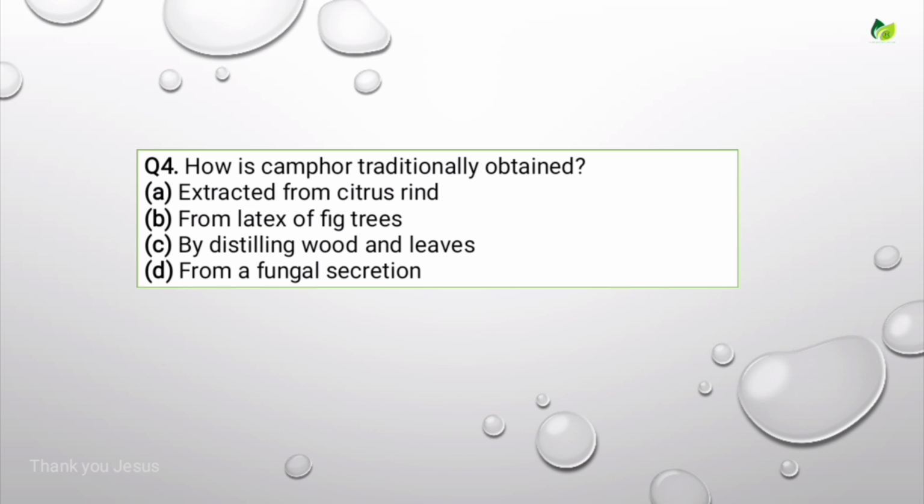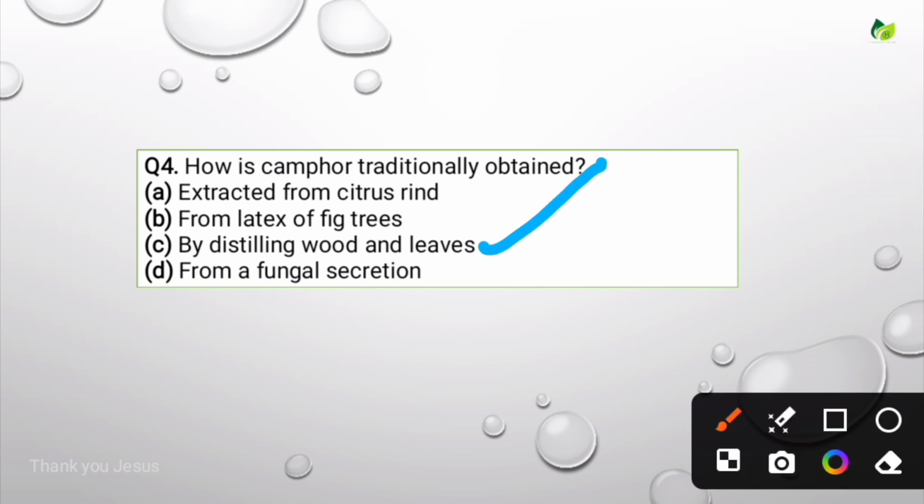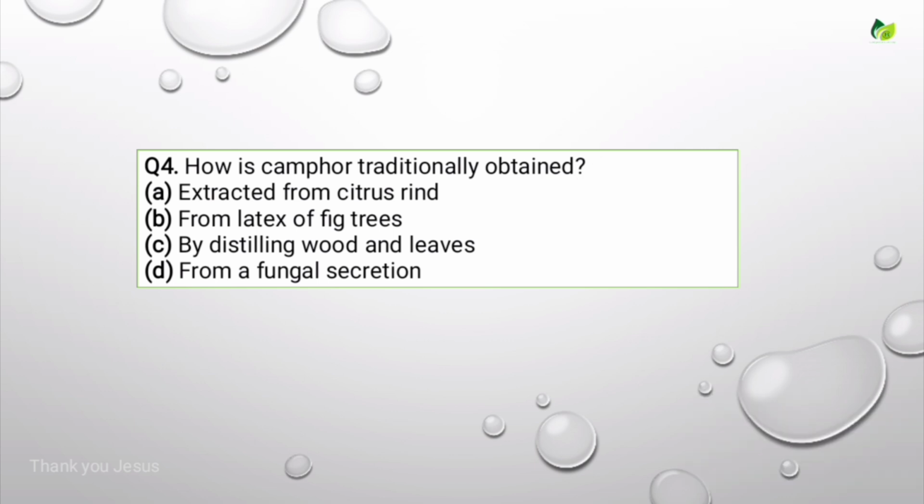How is camphor traditionally obtained? Options are extracted from citrus rind, from latex of fig trees, by distilling wood and leaves, from a fungal secretion. The correct answer is that camphor is obtained by distilling wood and leaves. Generally, camphor is extracted by steam distillation of wood and leaves of Cinnamomum camphora. Let's see the next question.